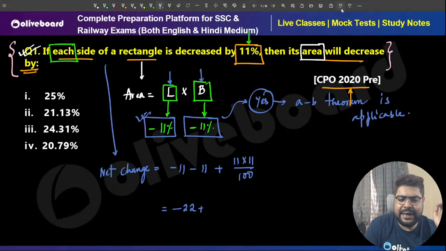Can I do it directly? 121 by 100, sir, that is 1.21. So if you do this, it will be minus 20.79%, sir.